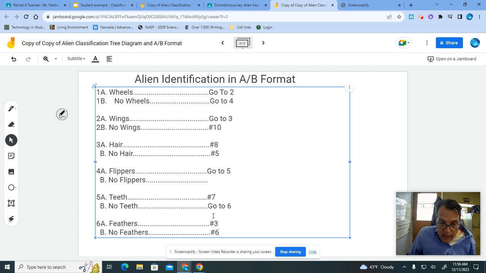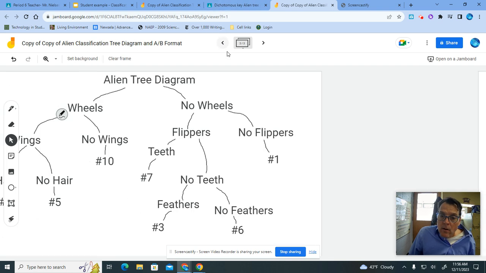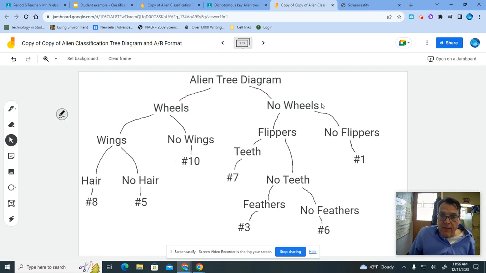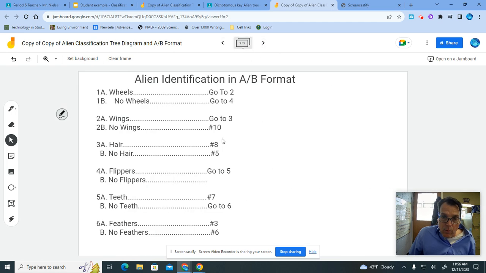And now I look for blanks, and we still have the no flippers group. And no flippers, we're just going to fill in number 1. Okay, and the reason we save that again is to only work with one group at a time.